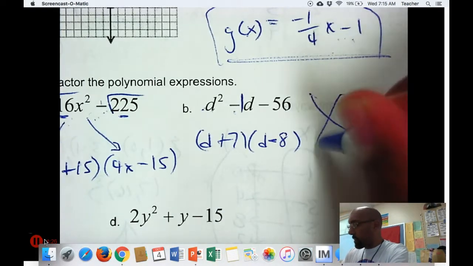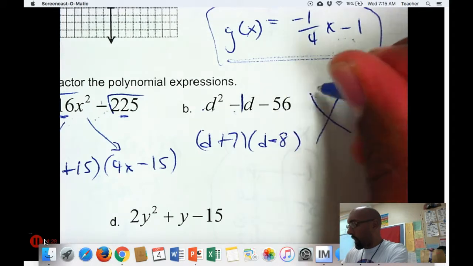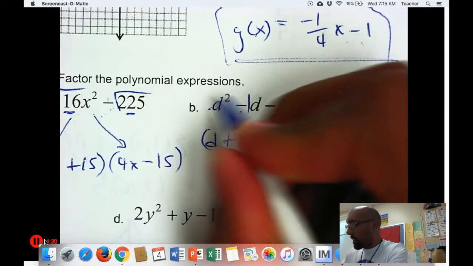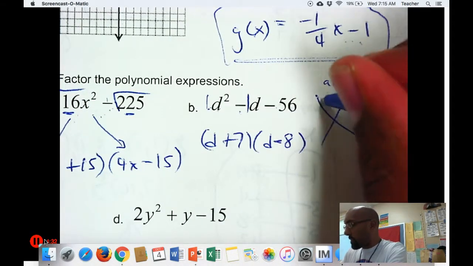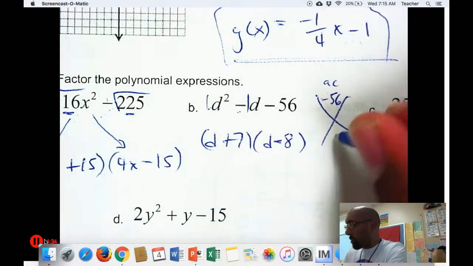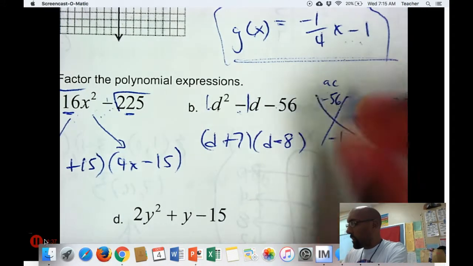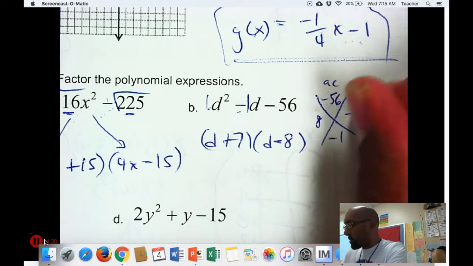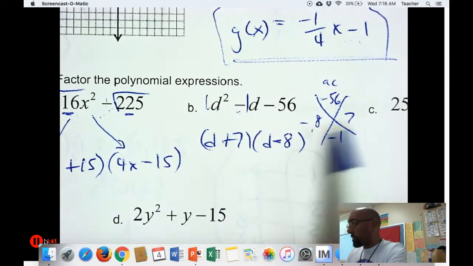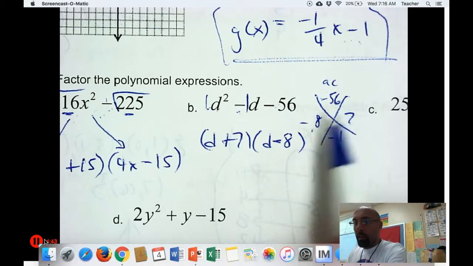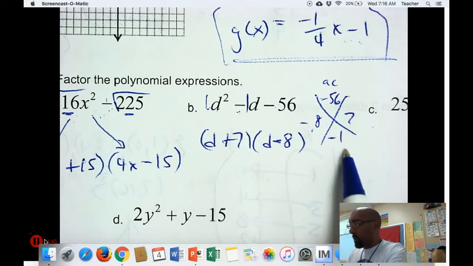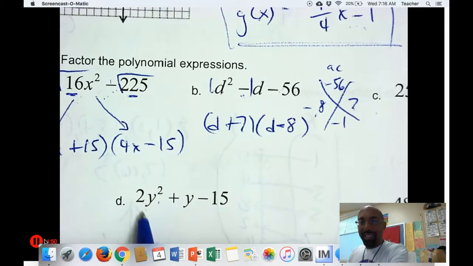Or you guys can do the x. Okay, remember the a times c goes up here. A is 1 times negative 56, minus 56. And then your b goes on the bottom, so minus 1. And I do the same thing. I find those two numbers. Okay, negative 8 times 7 equals the number on the top. And negative 8 plus 7 equals the number on the bottom. So those are the numbers I can put there. Okay, but just remember, when we get to this problem, that's different. We can't do that quick shortcut. We've got to take a couple extra steps. But you can do this a quick way too. I'll show you that in a minute.